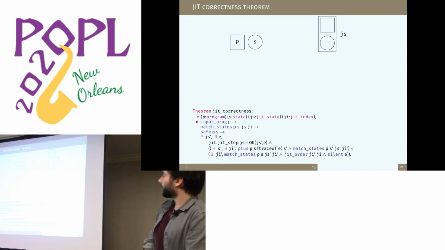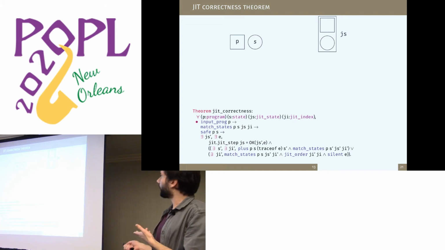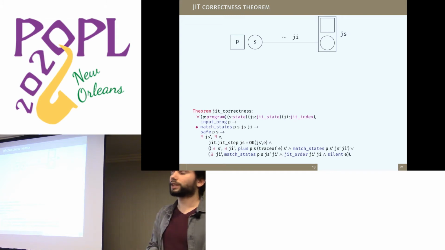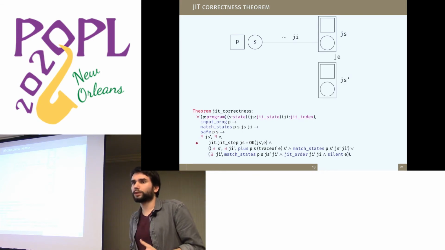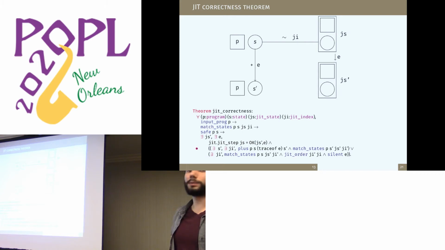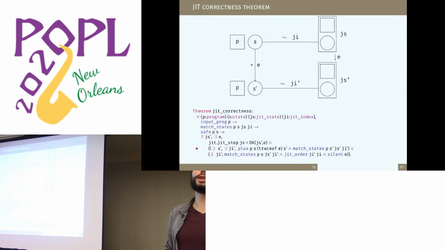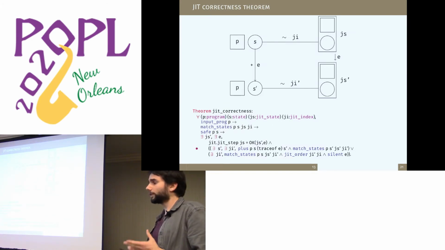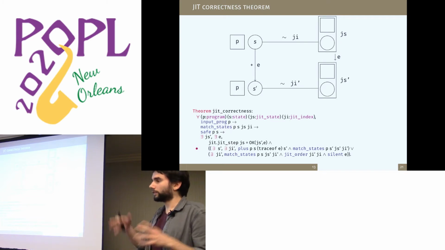And basically, it says that if you have your input program P on the left, which is the original one without any speculation whatsoever, and if you have a JIT state that is matched with a semantic original state S, then whenever the JIT makes some progress with some event E, you can also find a set of steps in the original program that matches this behavior and that is also matched with your new JIT state. So by doing that, you also prove that your behavior is preserved by the JIT compiler and the entire JIT.